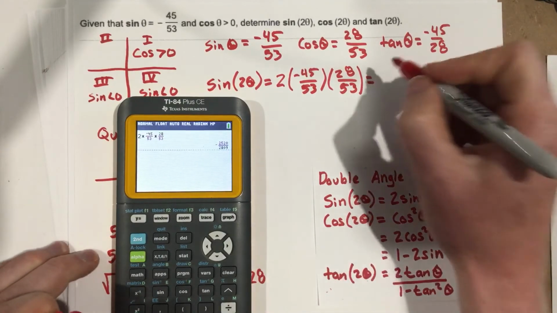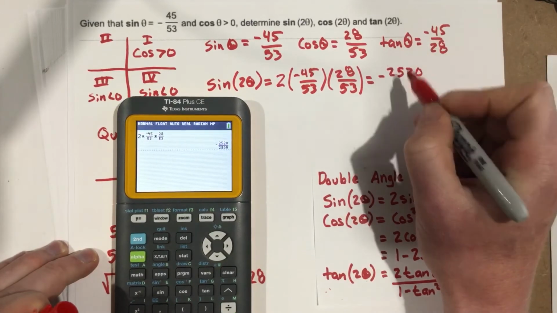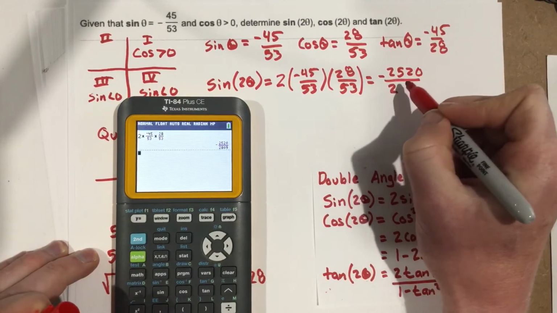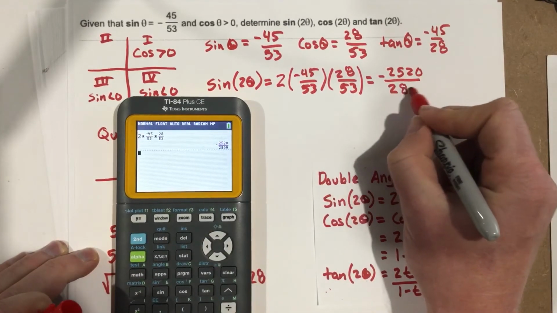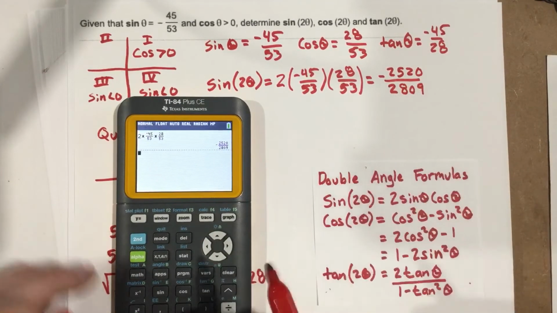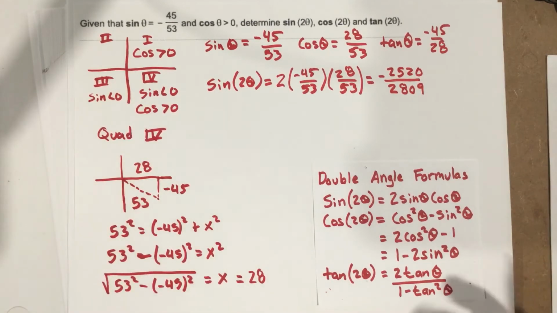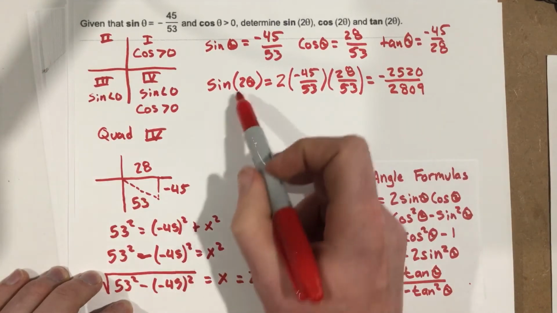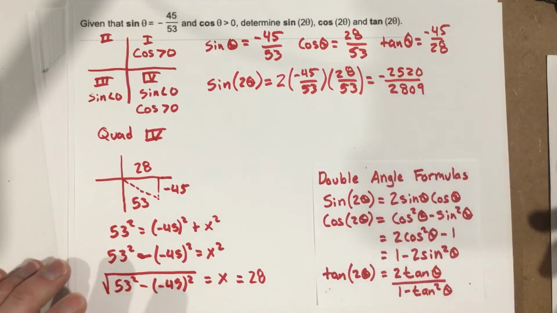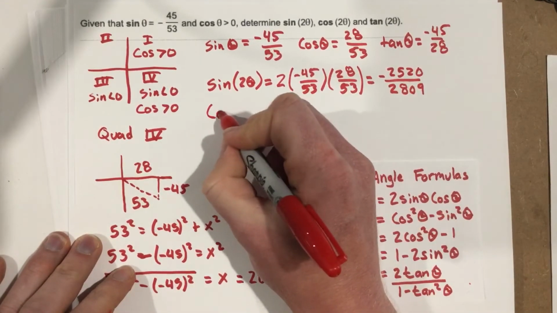All right, negative 2,520 over 2,809. Perfect. So that's the answer for our double angle formula. So sine of 2 theta is that. So it's pretty easy. We can do cosine 2 theta then.